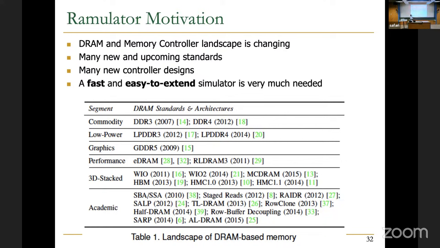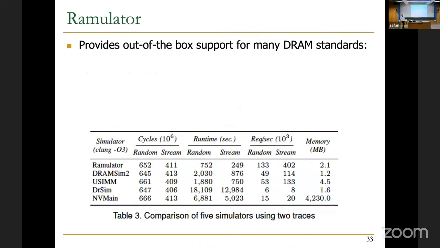We also had 3D-stacked memory like HBM and HMC, and in academia also many works like SALP, Staged Reads, TL-DRAM, RowClone, RAIDR, and so on and so forth. So there have been many, many designs, and it's important that we are able to test them and see their effect. That was the main motivation behind Ramulator.